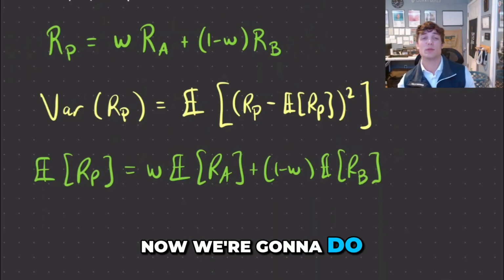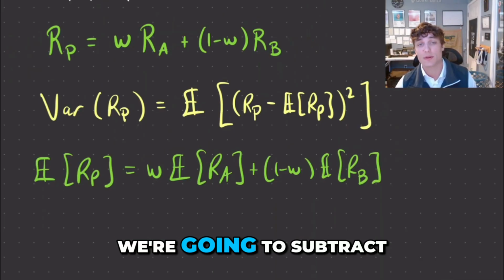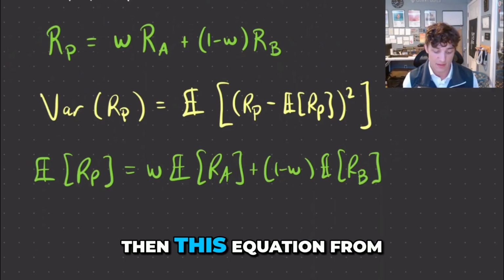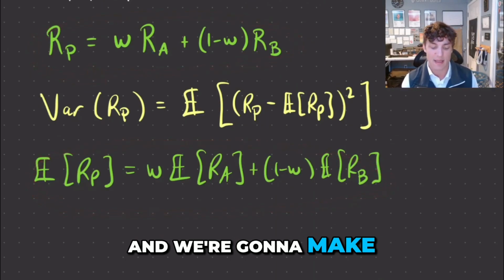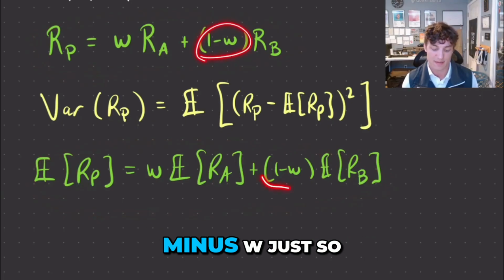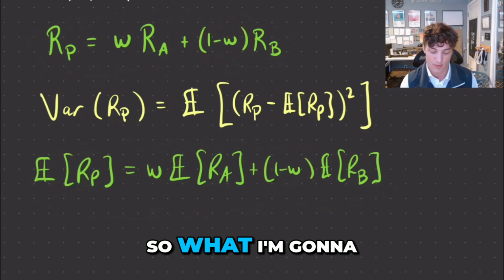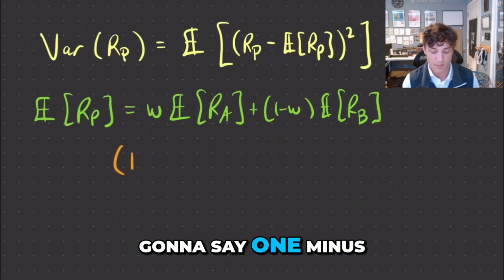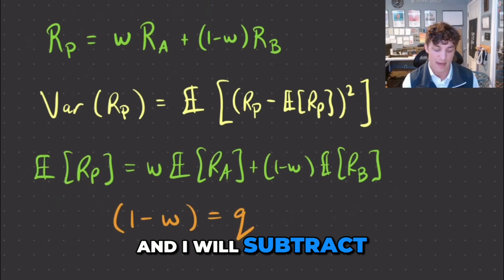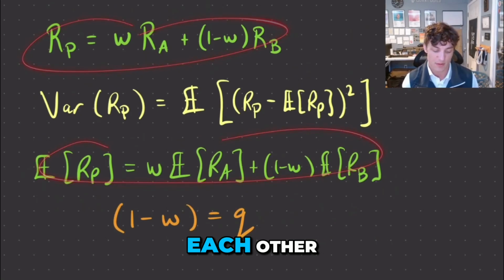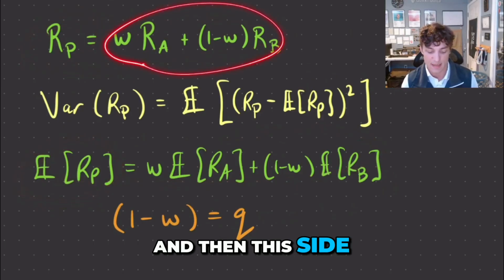All right, now we're going to do some witchcraft that I call algebra. We're going to subtract this equation from this equation. And we're going to make a substitution for 1 minus W just so we don't have to deal with it. We're going to call it Q. So I'm going to say 1 minus W is equal to Q. And I will subtract these two equations from each other. So it's going to be R of P minus this side, and then this side minus this side.